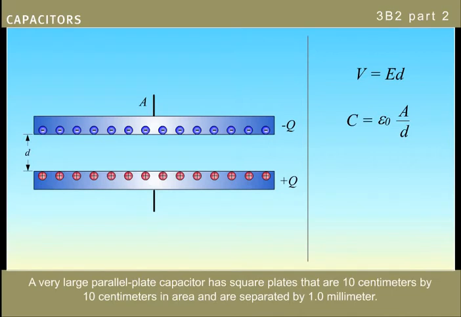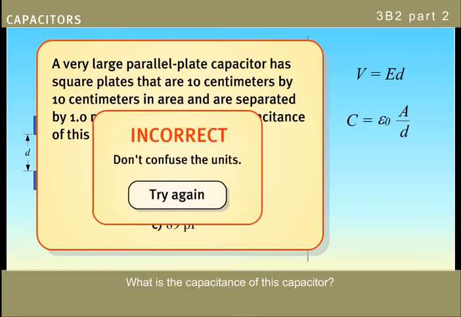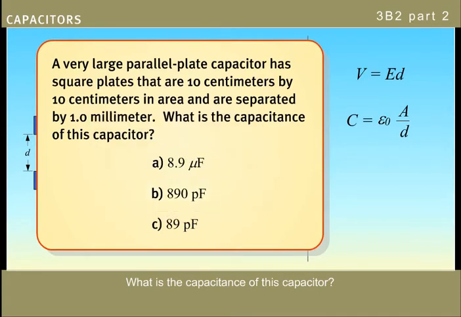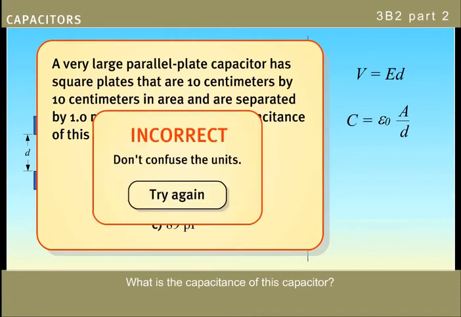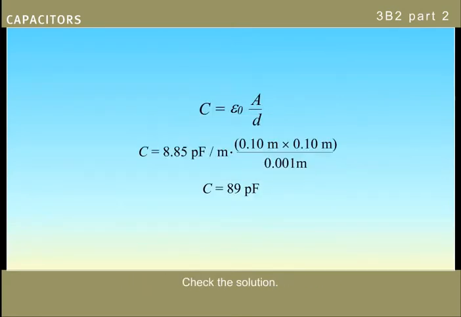A very large parallel plate capacitor has square plates that are 10 centimeters by 10 centimeters in area and are separated by 1.0 millimeter. What is the capacitance of this capacitor? Try again. Try again. Correct. Check the solution.